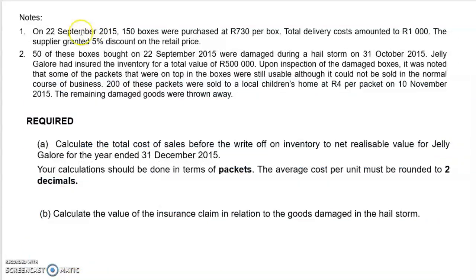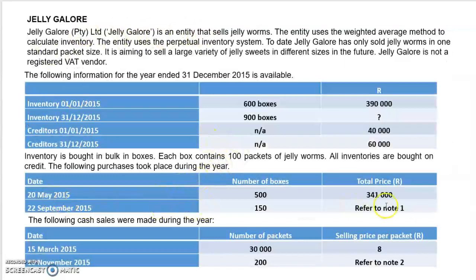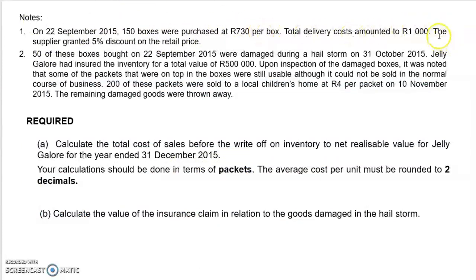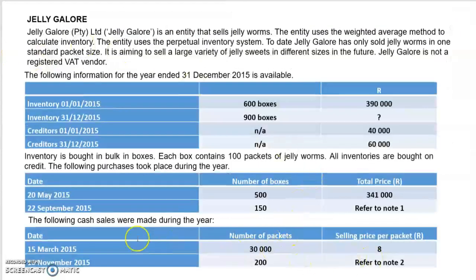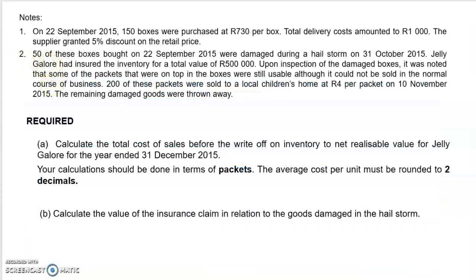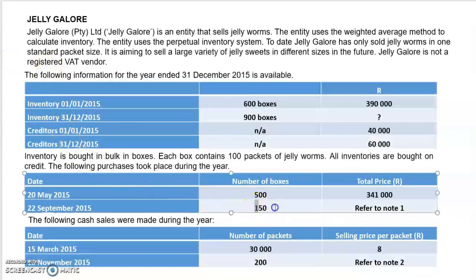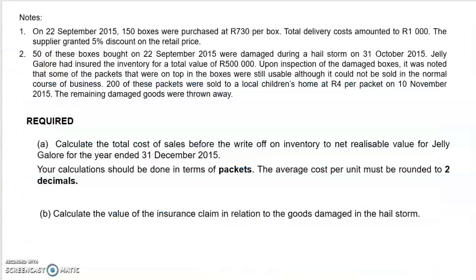So when we then move on, 22 September, 150 boxes were bought at 730 Rand per box. That's that note 1, 150 boxes at 730 Rand per box. Total delivery cost was 1,000 Rand, and we have received a 5% discount on the retail price. So that we have to work into our calculation. And then note number 2, they say the following cash sales took place. On 10 November, we have sold 200 packets, and that is note number 2. 50 of the packets acquired on 22 September was actually damaged during a hailstorm on 31 October.